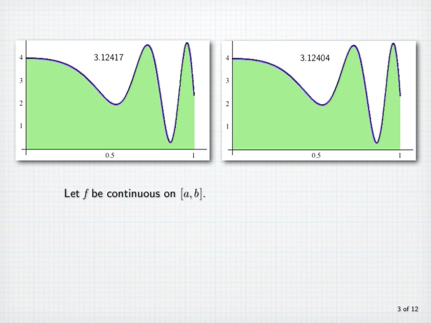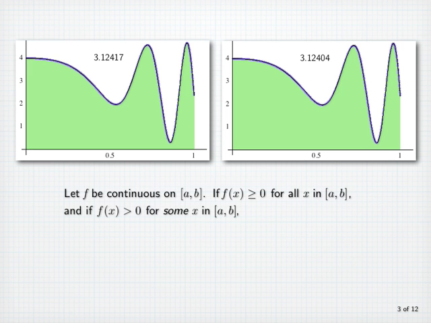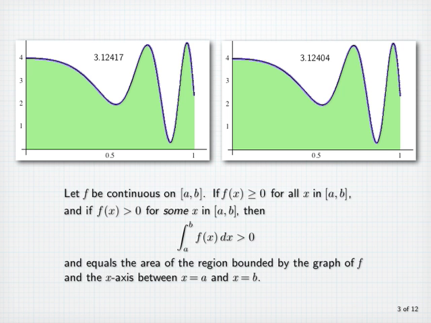In general, if f is a continuous function on an interval [a, b], and if f(x) is greater than or equal to 0 for all x in the interval [a, b], and if f(x) is greater than 0 for some x in [a, b], that is, if f(x) is not always 0, then the integral from a to b of f(x) dx is positive, and it equals the area of the region bounded by the graph of f and the x-axis between x equals a and x equals b.